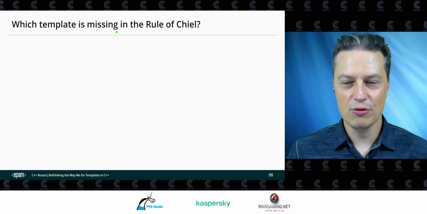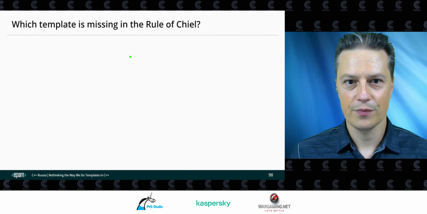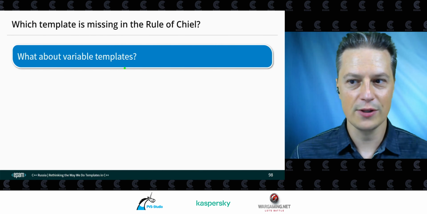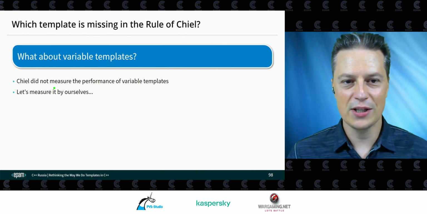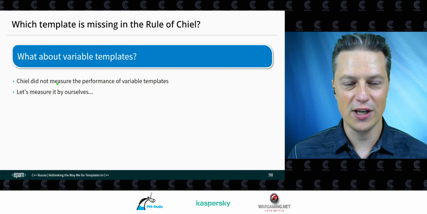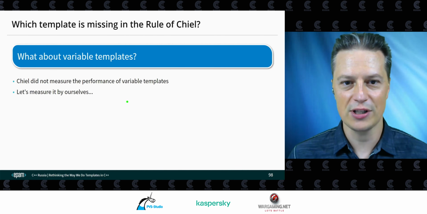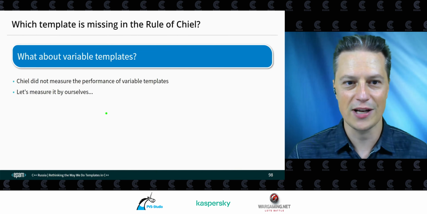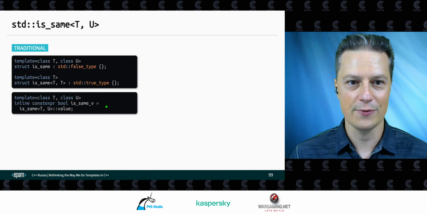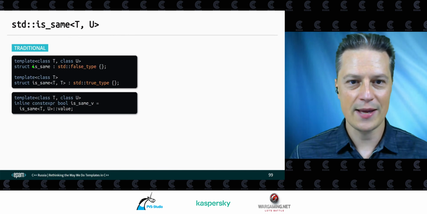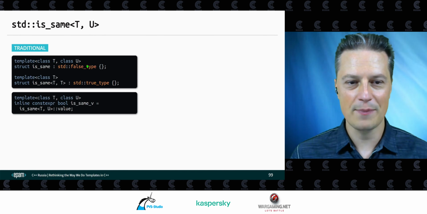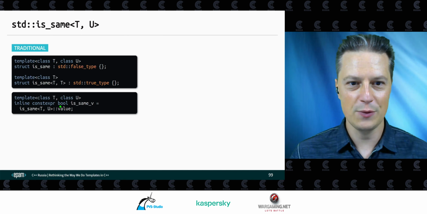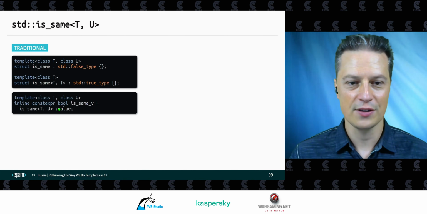Which template is missing in the Rule of Chiel? Variable templates, right? At this point, when Chiel made the measurements, it was probably pre C++14 or C++14 was just entering the market, so he didn't measure the variable templates. So let's try by ourselves. We have is_same type trait that basically is false_type by default. If it's the same template type, then it's true_type. And we have a helper is_same_v that takes a value.